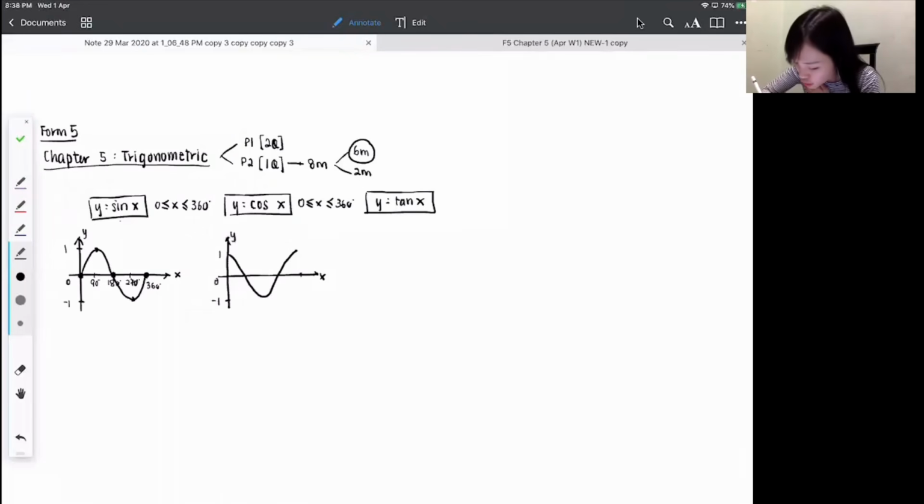One round is what? 360 degrees, correct? Middle, 180. Middle, 90. Middle, 270. And I repeat, if you don't trust me, just use a calculator, you press it, you will realize really everything is on point, okay? So next one, tangent graph.